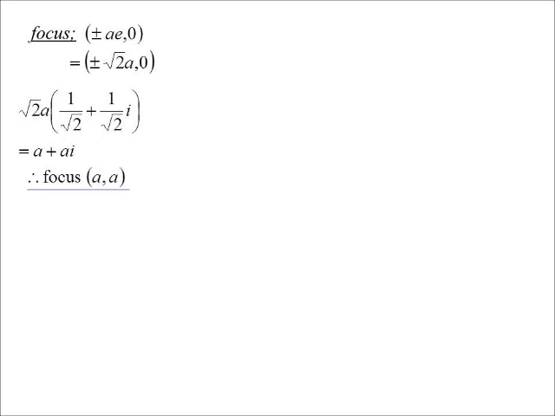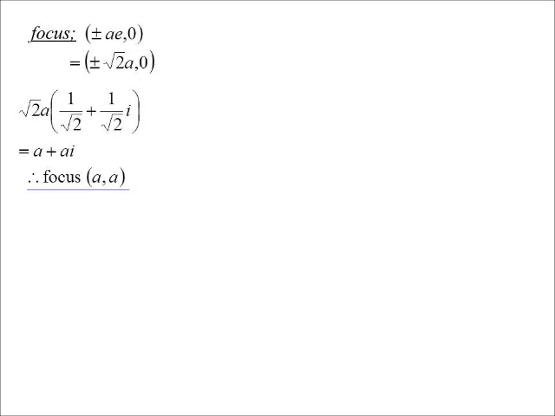So root 2, because remember we said the eccentricity of every rectangular hyperbola was the square root of 2. We're going to multiply that by cis 45. And we end up with a plus ai, which is really cool, because it just means that the foci have moved to (a, a). It's on the line y equals x.